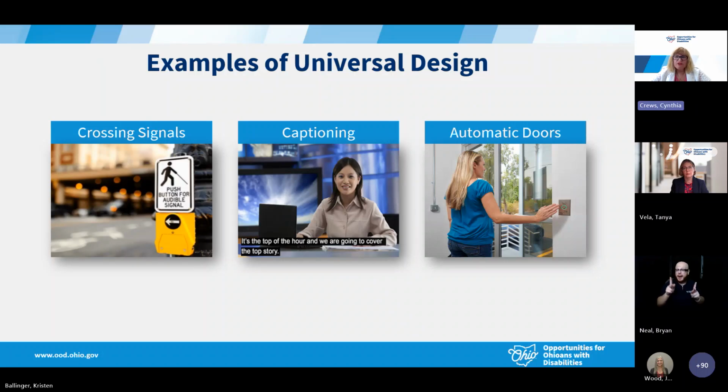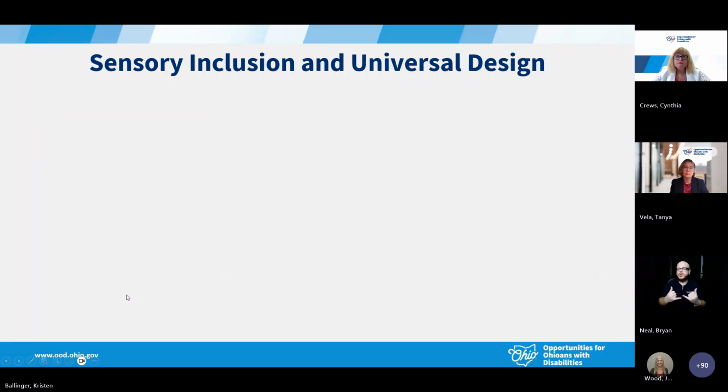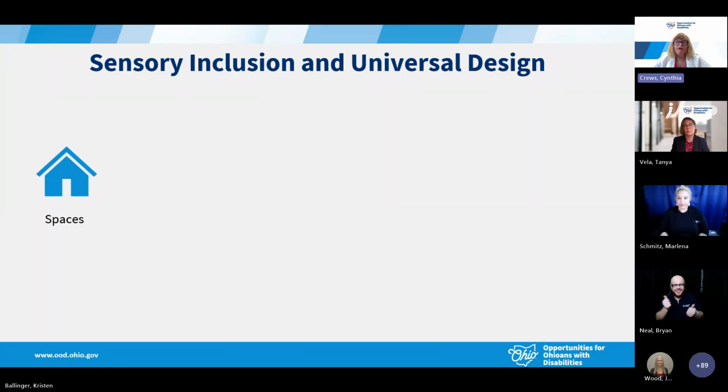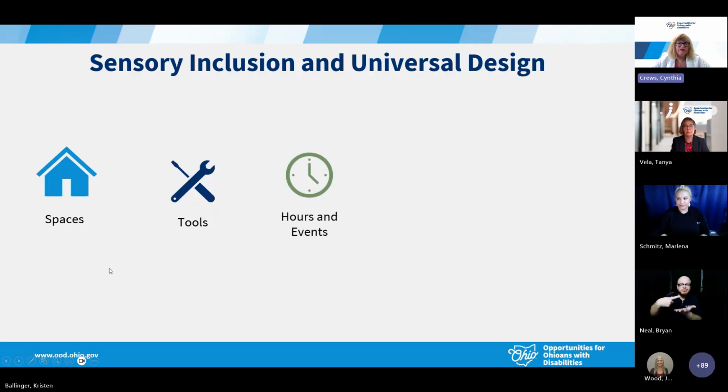Okay, now that we've discussed a few examples of universal design, we'd like to share how sensory inclusion relates to universal design. As we mentioned earlier, sensory inclusive practices benefit everyone, including individuals with sensory needs. They contribute to creating accessible and inclusive workplaces and community settings for visitors, guests, and staff. So we will now explore how these topics impact both the workplace and community spaces by discussing sensory spaces and tools, sensory inclusive hours and events, sensory maps, and social narratives.